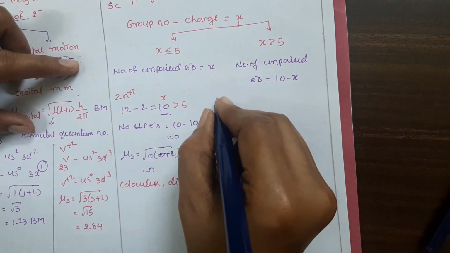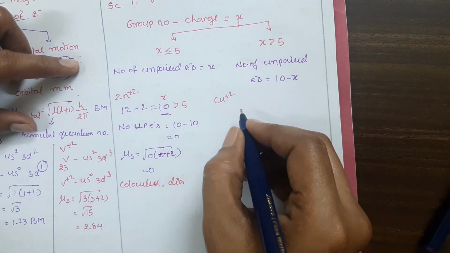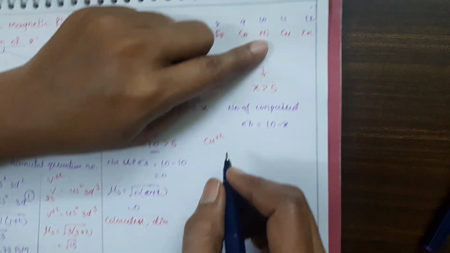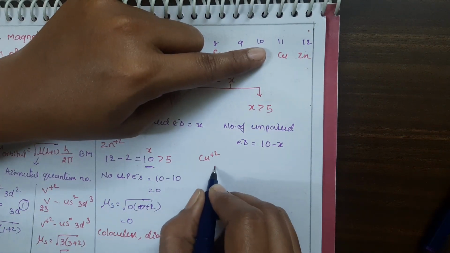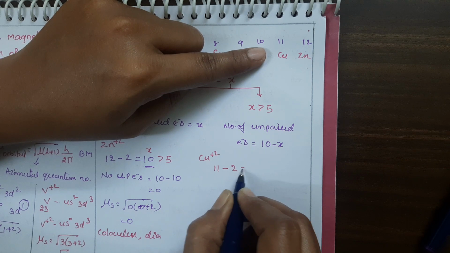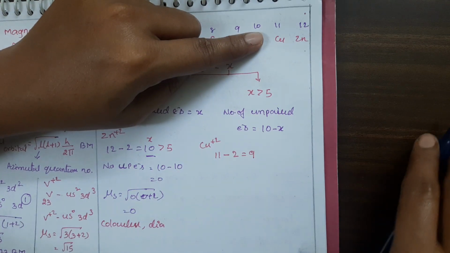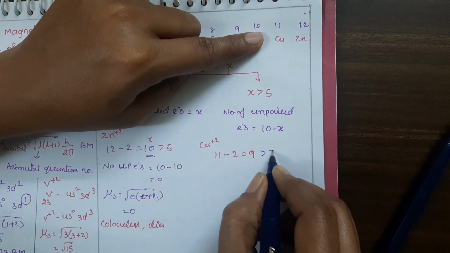Now let us take another element, Cu plus 2. So copper, what is the group number? The group number is 11. 11 minus the charge 2 equals 9. So 9 is greater than 5.